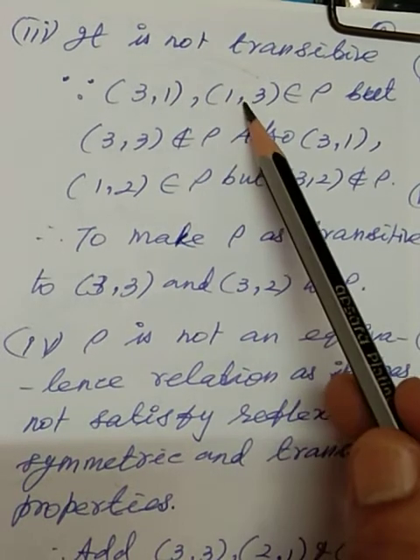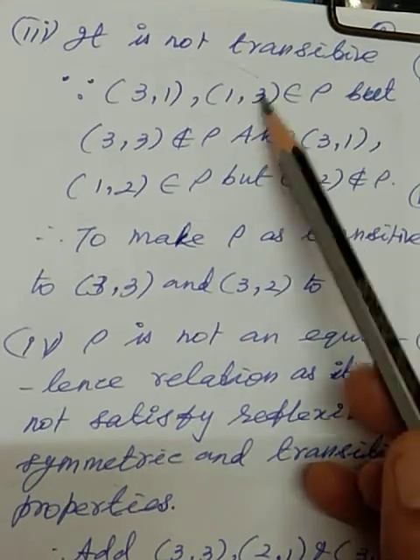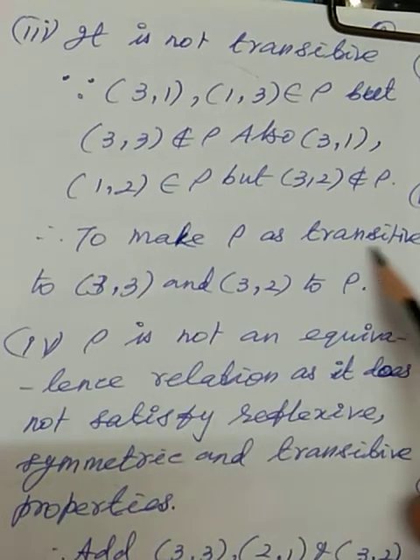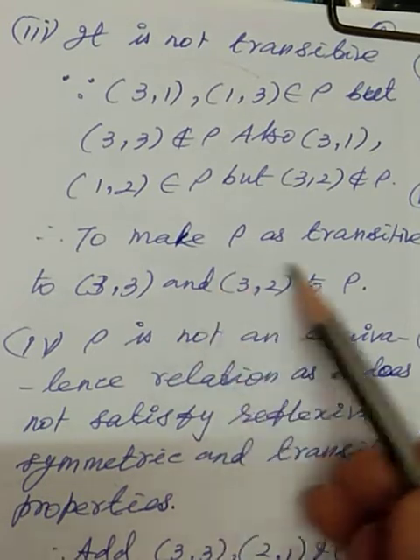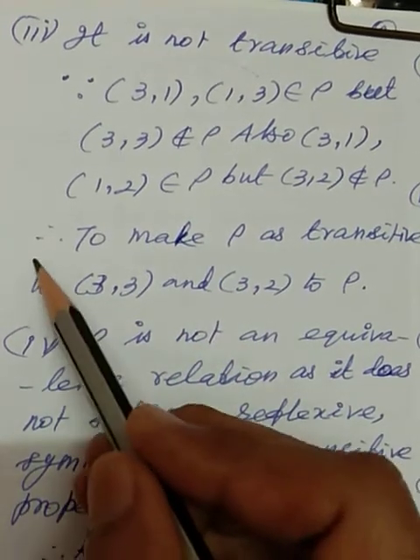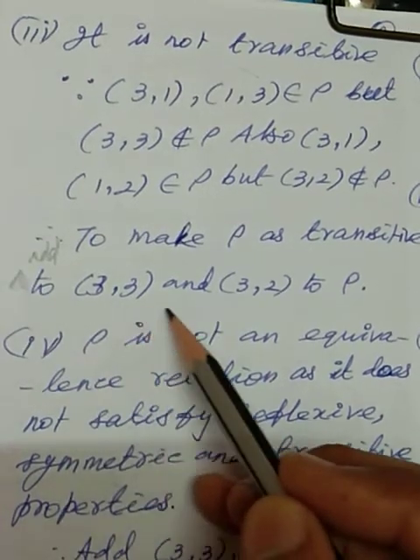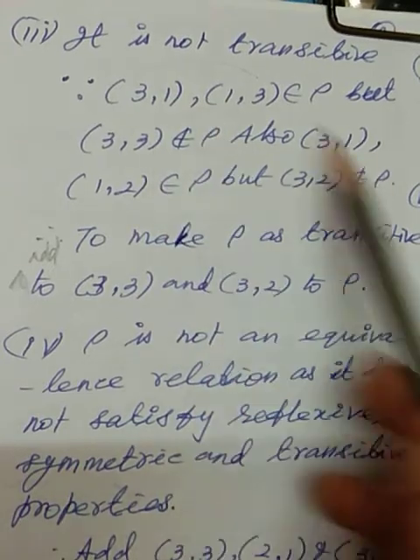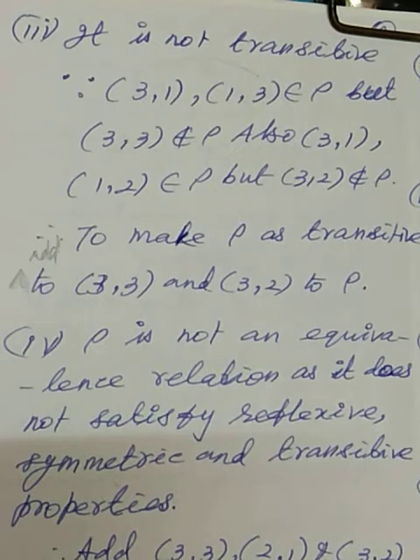So if the first case fails, then automatically it is not transitive. Here there are two possibilities. So to make rho transitive, add (3,3) and (3,2) to rho: (3,3) for the first case and (3,2) for the second case. And see the fourth one.